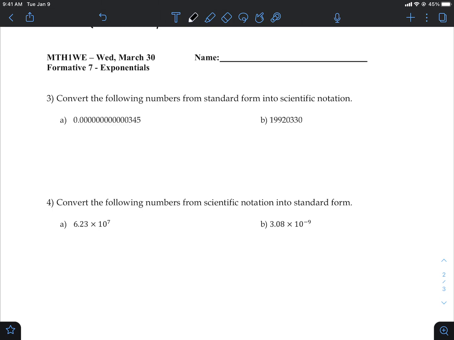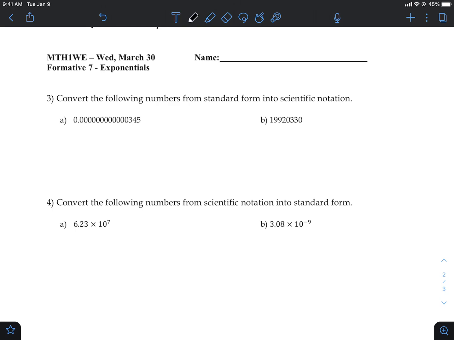What you got to remember is that negative exponents imply small numbers, right? And positive exponents represent or model big numbers. So when you attack a question, if you look at something like 3a, that's a really small number. So your answer better have a negative exponent in it, because it's a small number.